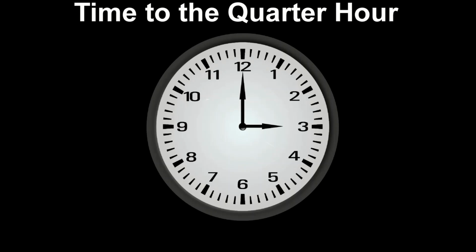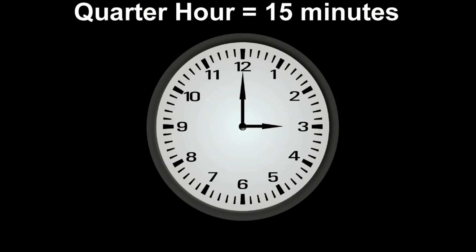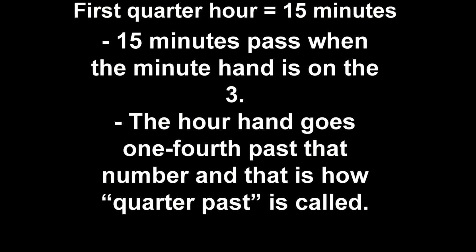Let's do time to the quarter hour. A quarter hour is 15 minutes. When 15 minutes pass, the minute hand is on the 3. The hour hand is 1/4 past the number. That's why it's called quarter past, to nickname the time.